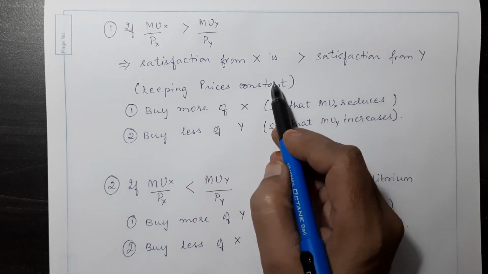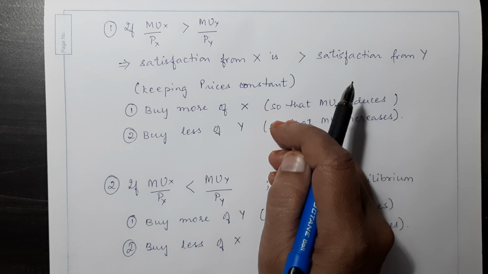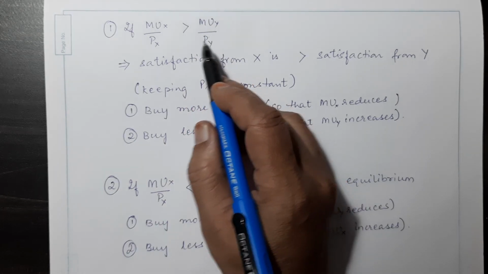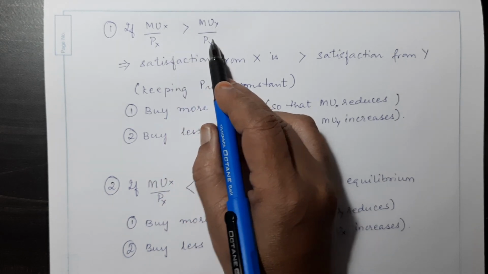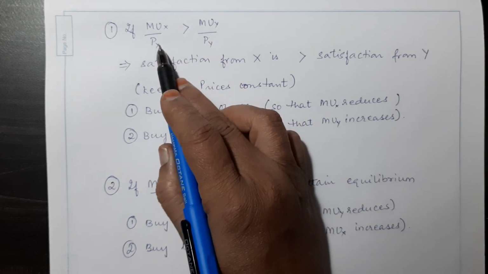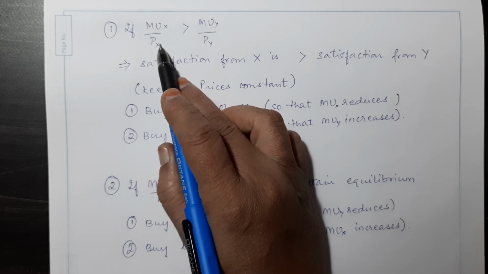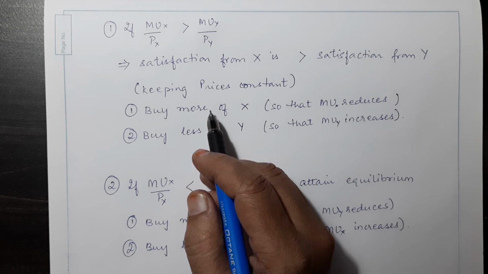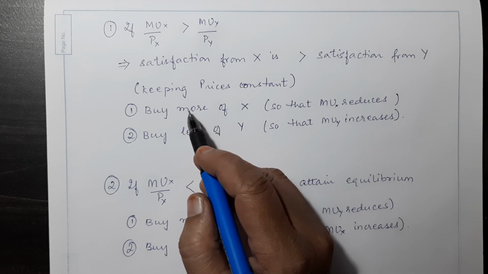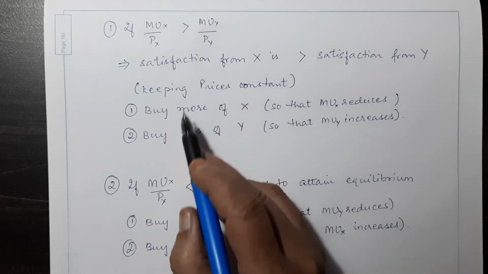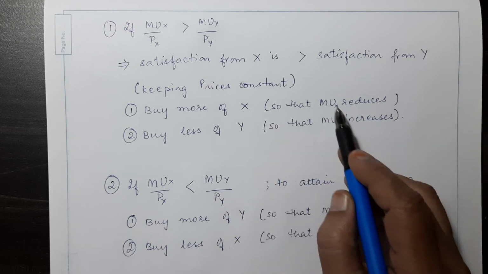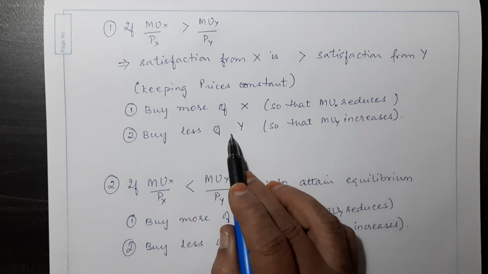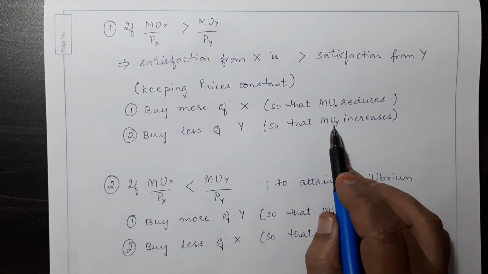Okay, so keeping the prices constant, what we understand from the laws that we have learned and the conditions is that MUx by Px should be equal to MUy by Py. So how can you reduce this to equate it to this? We can reduce it by consuming more and more of X. When you consume more of X, the marginal utility reduces or falls. And that is what diminishing marginal utility states: that when more and more units are consumed, the marginal utility diminishes. So, to bring it to equilibrium, one has to buy more of X so that his marginal utility on X reduces. Or the other way is to buy less of Y. Less of Y means the marginal utility on Y increases.